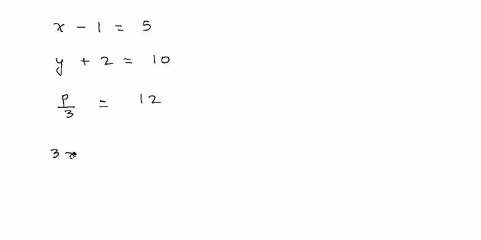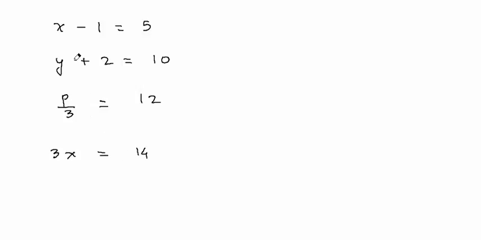A linear equation is an equation in which the power or exponent of the unknown quantity is 1. For example, x minus 1 is equal to 5, y plus 2 is equal to 10, p divided by 3 is equal to 12, 3 times x is equal to 14. They are all examples of linear equations.